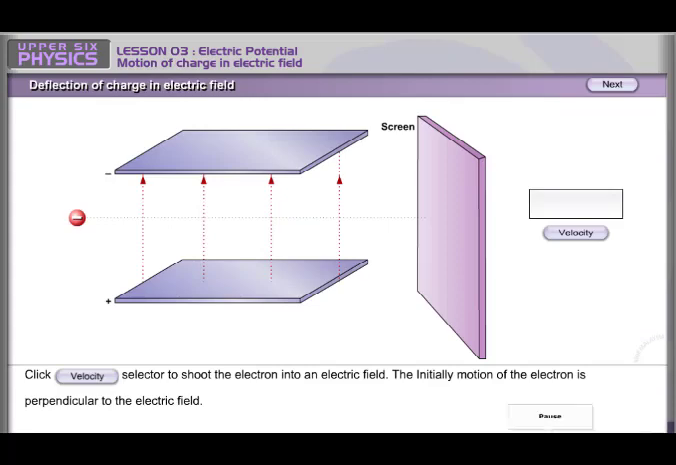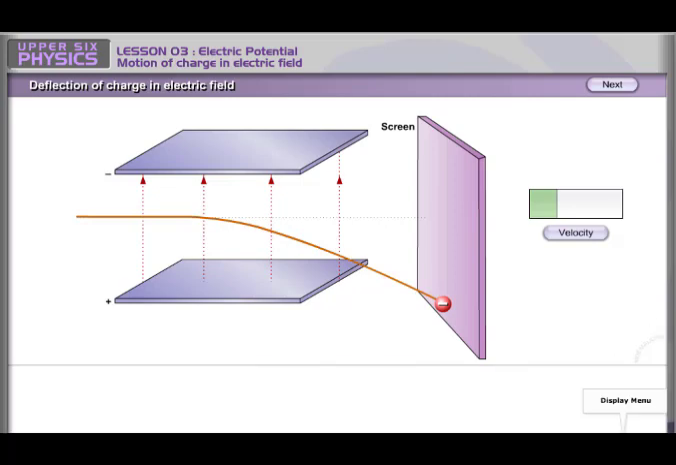Click the velocity button selector to shoot the electron into an electric field. The initial motion of the electron is perpendicular to the electric field. Observe and describe the trajectory of the electron in the electric field. Answer: the path of the electron is a parabola.